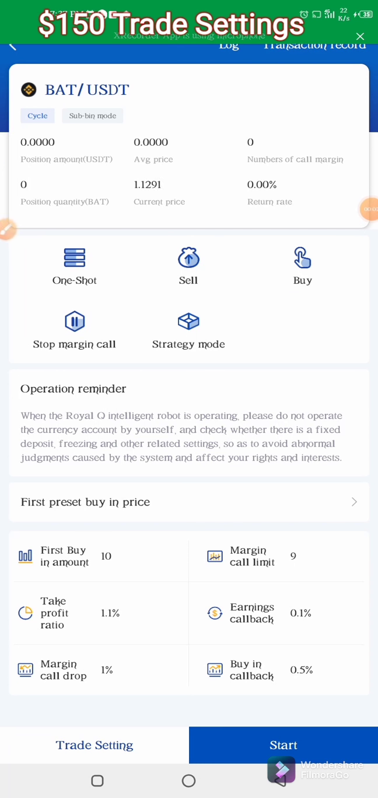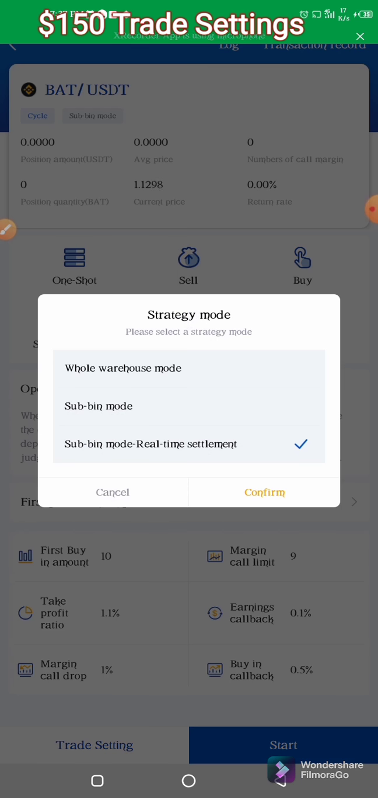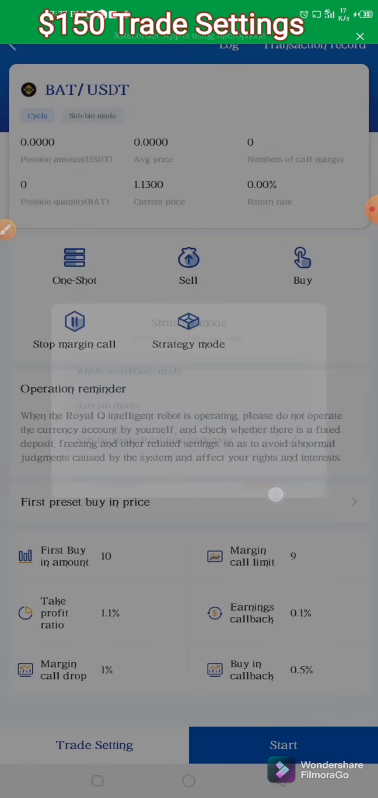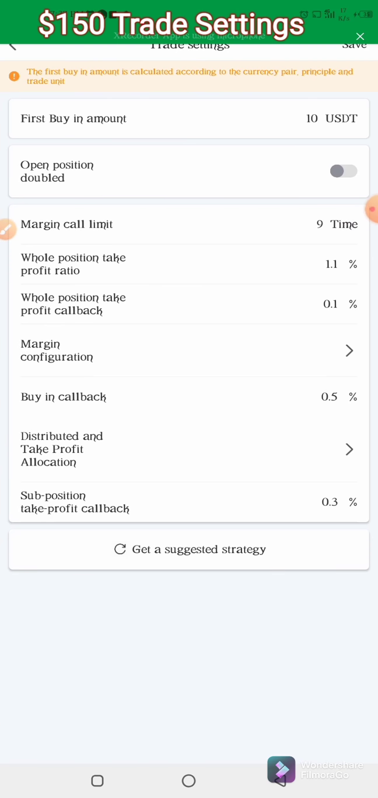$150 trade setting. Ensure it's on cycle, and then you choose strategy mode, so bin mode, real-time settlement, and then you move to trade settings.